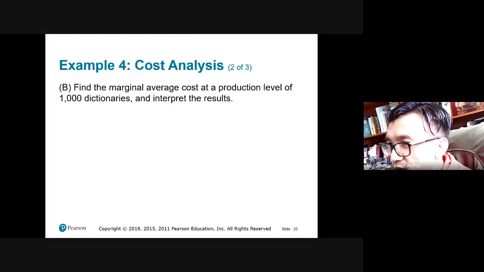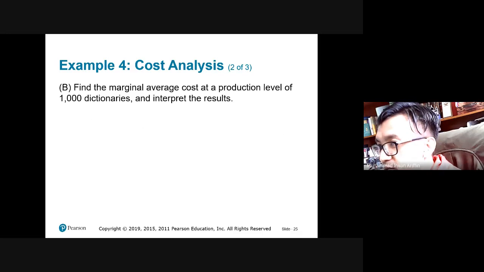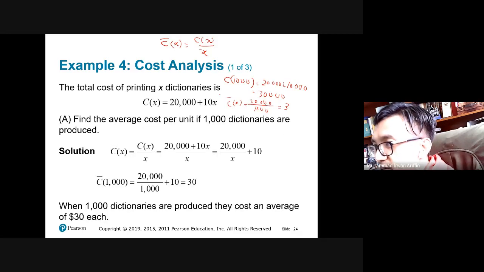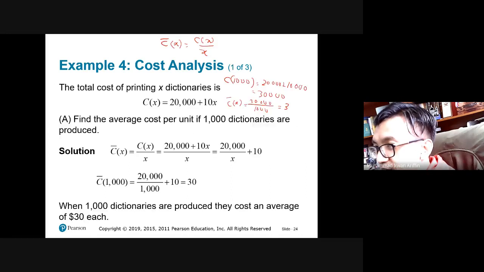Now, what is the marginal average cost? For the marginal average cost, we need to basically take this function from earlier, this 30,000 divided by 10,000, if you remember, and we differentiate it. So based on this, I simply found the average cost directly. I did not find the average cost function. So we can do that.